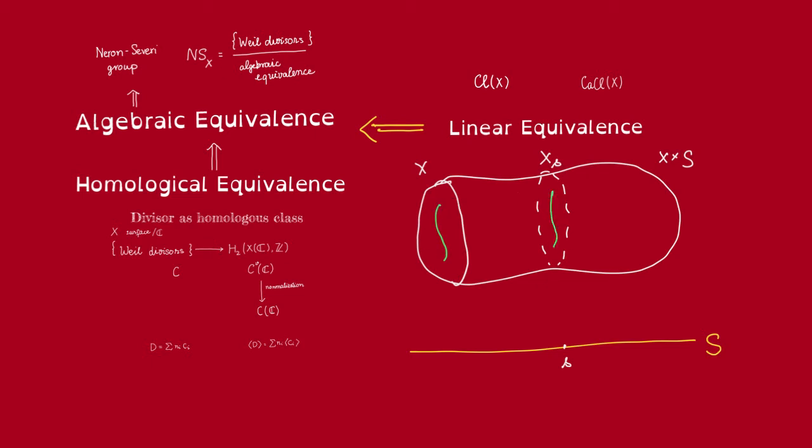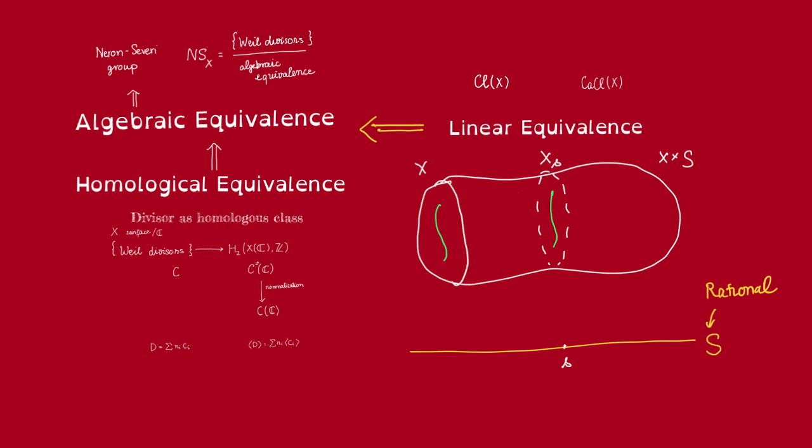Now, two divisors are defined to be linearly equivalent, or some might say rationally equivalent, if they belong to a rational family. Now, what's a rational family? Well, that's like an algebraic family, but we require that this base is rational. So two divisors are linearly equivalent if and only if they belong to the same algebraic family over a rational base. Emphasis on the rational.